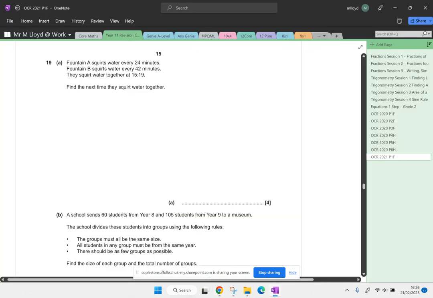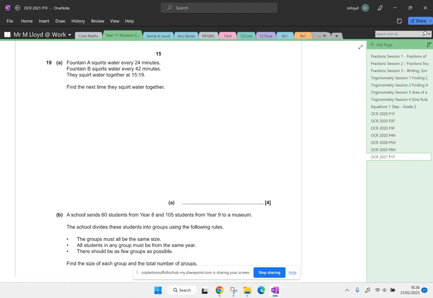Right, fountain A squirts water every 24 minutes, B every 42 minutes. They squirt the water together at 15:19. Find the next time they squirt water together. So 24 and 42, we can turn into a product of its primes. Product of primes. And you can use the calc for that.